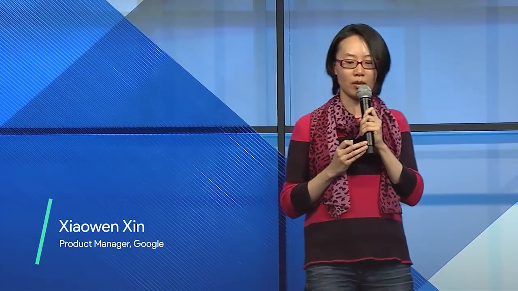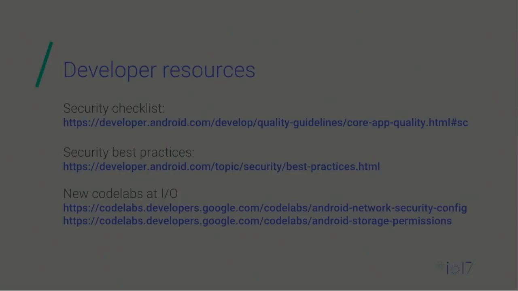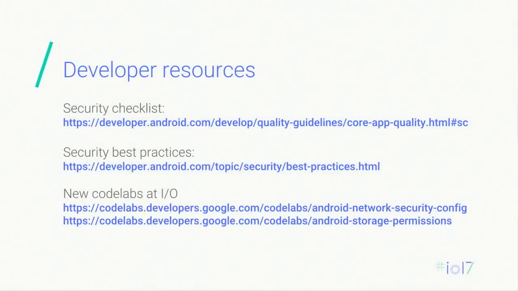So to wrap up, we covered a lot of material. We talked about all kinds of improvements in the operating system. We talked about app security. If you want to learn more about making your app more secure, check out these developer resources. We have a checklist as well as some best practices. We also have a couple of code labs here at I/O that you can try out at the kiosks or you can try out online.